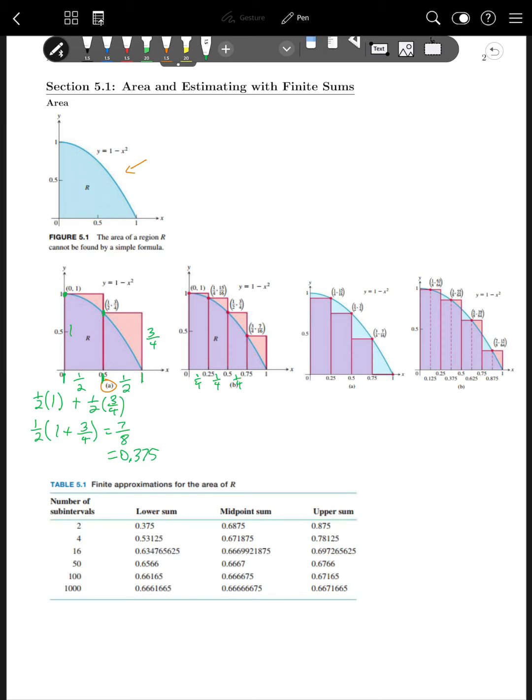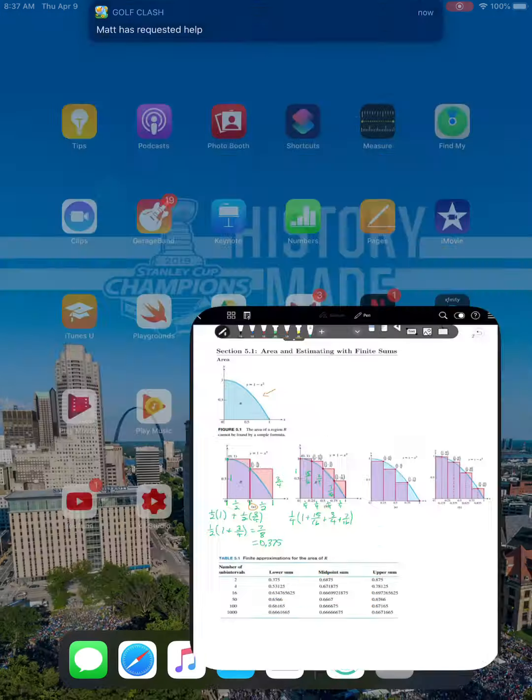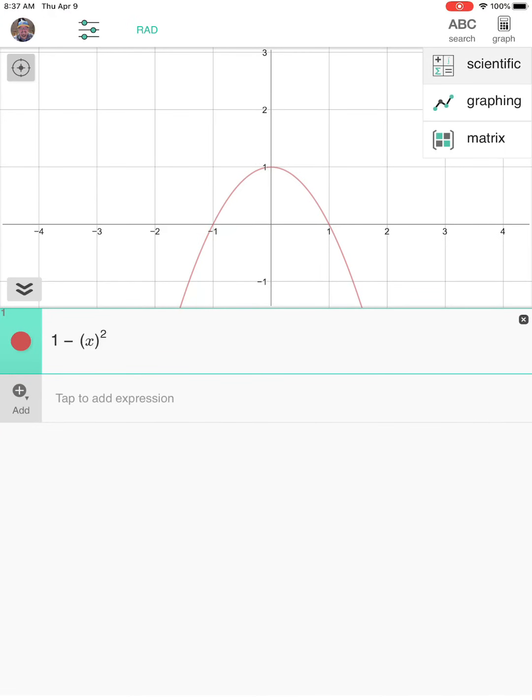And the more regions we do, the more rectangles we use, the closer to the actual area we're going to get. So we could do the exact same thing we did in A in B, except now with 4 rectangles. So we've broken the region from 0 up to 1 into 4 equal pieces. They all have a width of 1/4, and their heights are determined by the y value at the left-hand side. So at 0, the height of this rectangle is 1. At 1/4, the height is 15/16. At 1/2, it's 3/4. And at 3/4, it's 7/16.